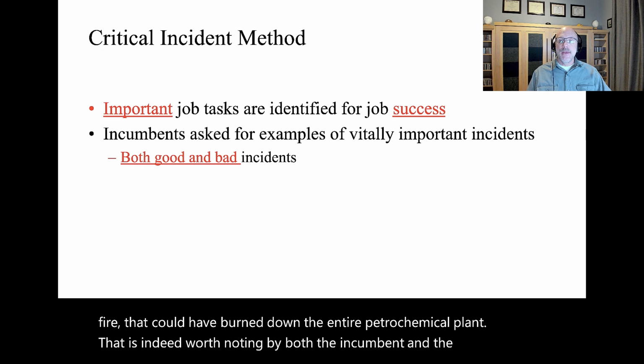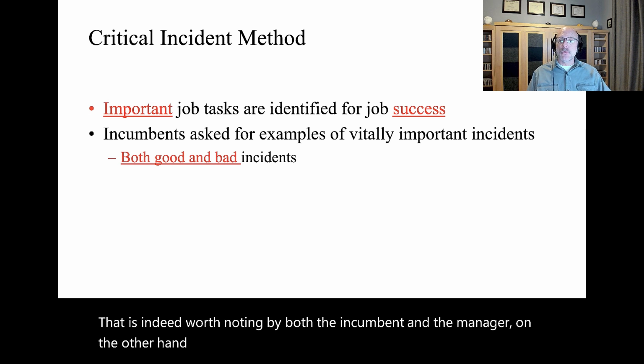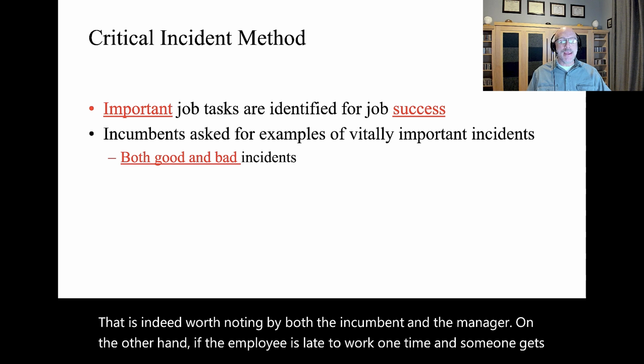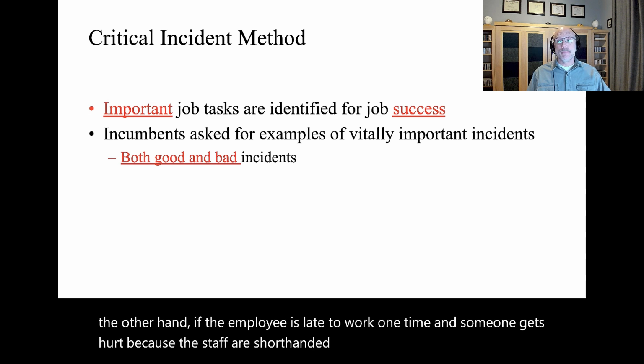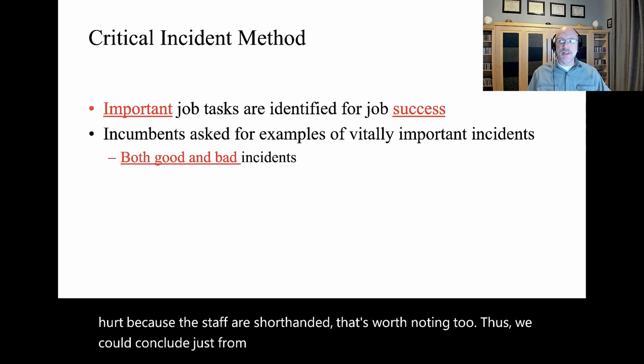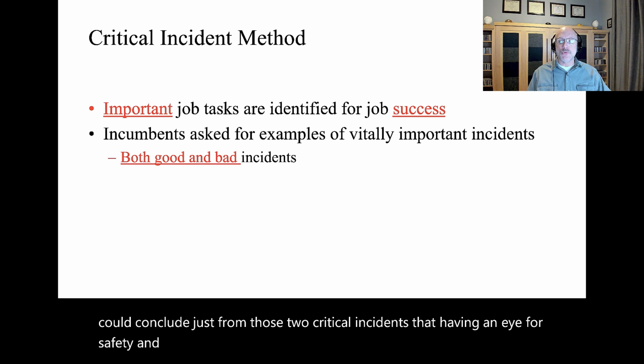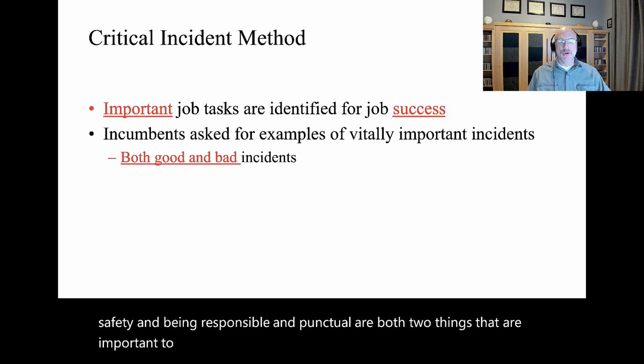On the other hand, if the employee is late to work one time and someone gets hurt because the staff are short-handed, that's worth noting too. Thus, we could conclude just from those 2 critical incidents that having an eye for safety and being responsible and punctual are both 2 things that are important to work in a petrochemical refinery. Let's move on.